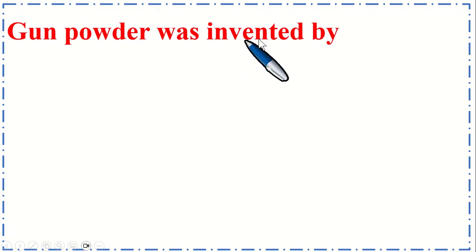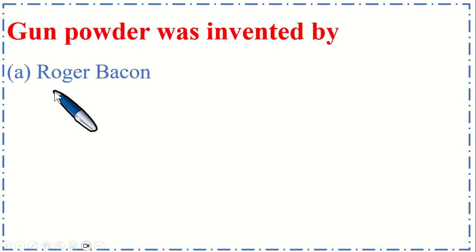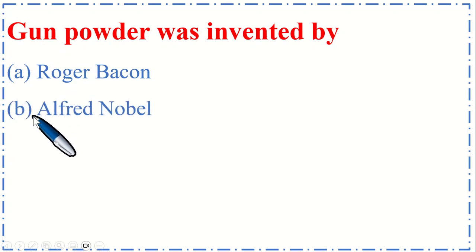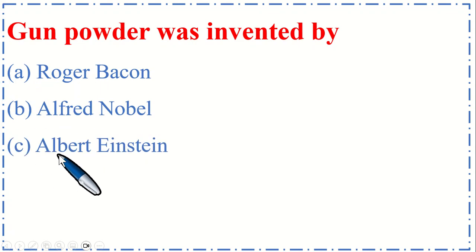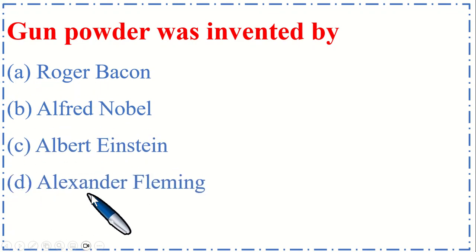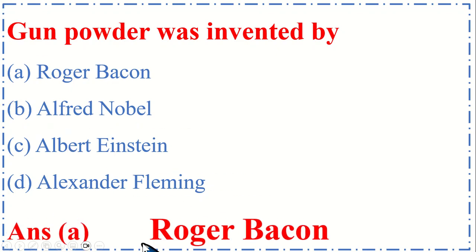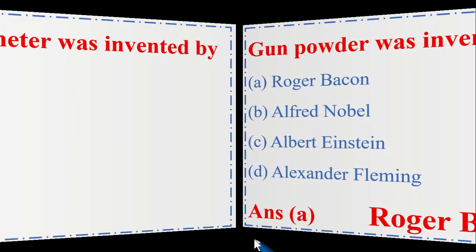Gunpowder was invented by option A Roger Bacon, B Alfred Nobel, option C Albert Einstein, and option D Alexander Fleming. So the correct option is A Roger Bacon.